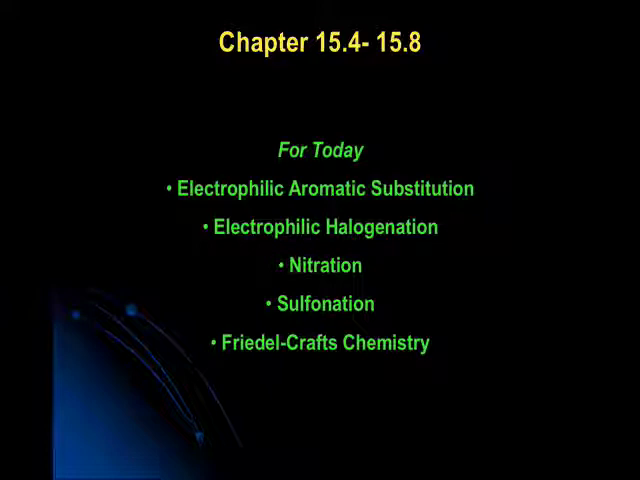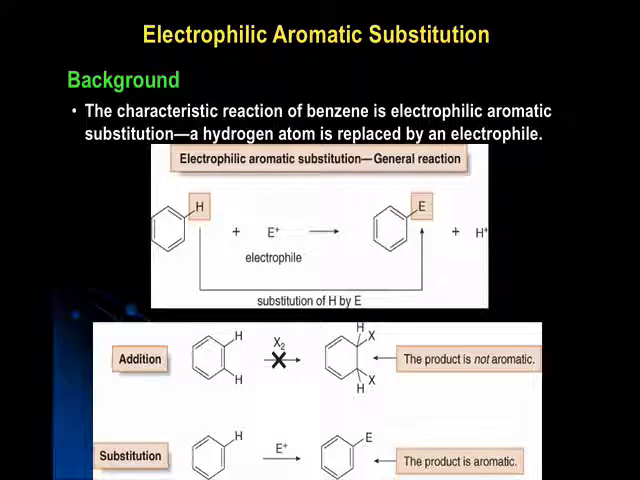And that chemistry that we need to talk about and continue to talk about is electrophilic aromatic substitution, which we've already talked about the general electrophilic aromatic substitution reaction mechanism a little bit, but we'll review that again today. And so we'll talk a little bit about electrophilic halogenation, nitration, sulfonation. We'll start talking a little bit about some Friedel-Crafts chemistry, which allows us to make carbon-carbon bonds with an aromatic ring.